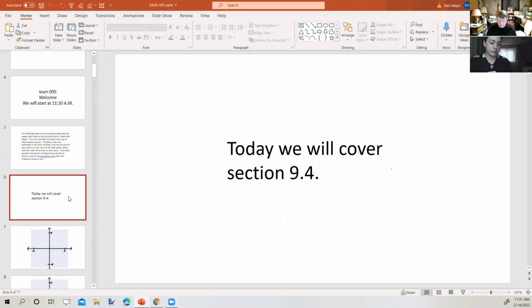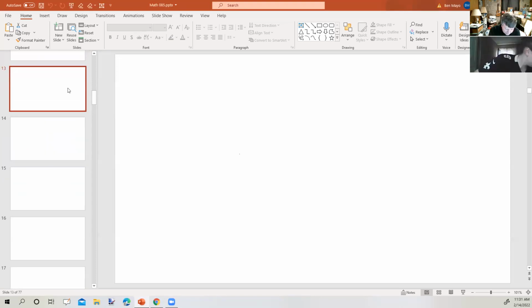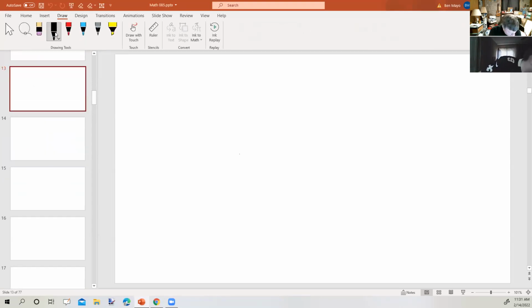Alrighty, so today we're going to go on to section 9.4. But first, I had some requests from you students, so we'll get to those. This is from section 9.3, number 32. It says, simplify the expression if possible. All variables represent positive real numbers, so we don't need to worry about absolute value bars. If the expression cannot be simplified, enter the given expression.